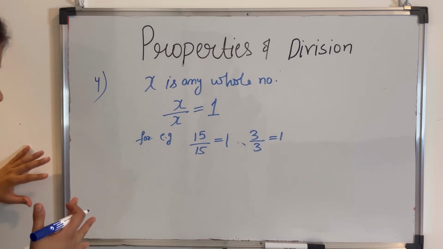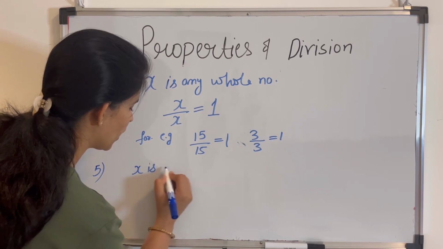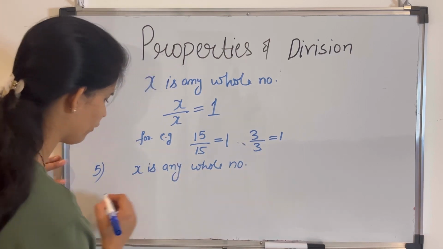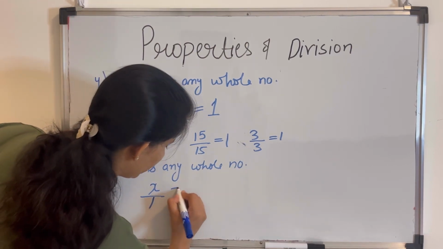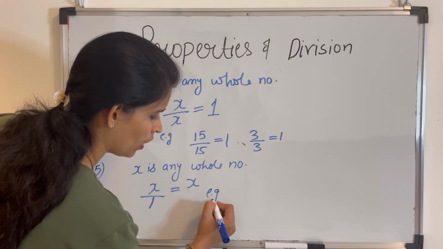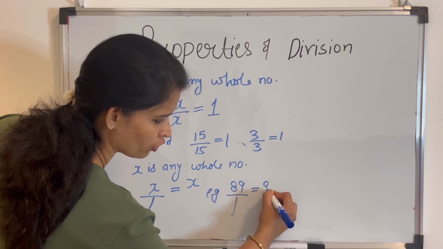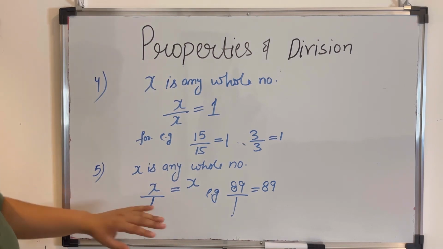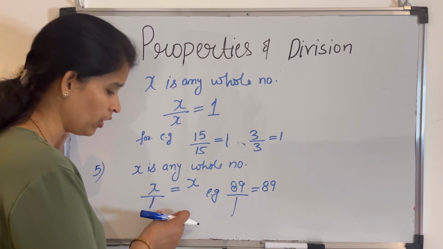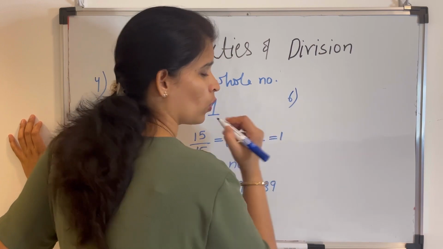Now the next one. If x is any whole number and if I divide x with 1, then the solution will be x only. So for example, I have 89. If I divide 89 by 1, then the solution will be 89 only. So this can be any random number, but if we divide it by 1, the solution will be that number only.